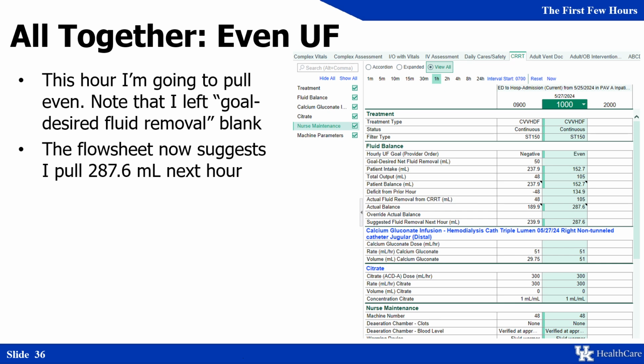Now when we get to the flow sheet, we start off doing the same things with treatment, but when we get to fluid balance, this time we select even as our UF goal, and we leave the goal desired net fluid removal blank because the flow sheet knows that it has to basically make I's and O's match for even. It runs the numbers, we use our sidebar summary just like we did for intake and output, and it comes up with a suggestion based on this new goal.